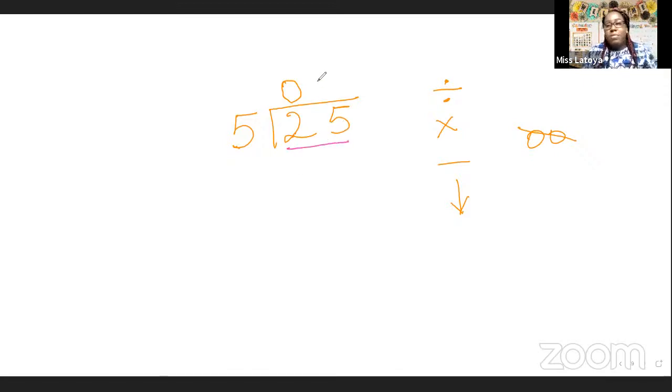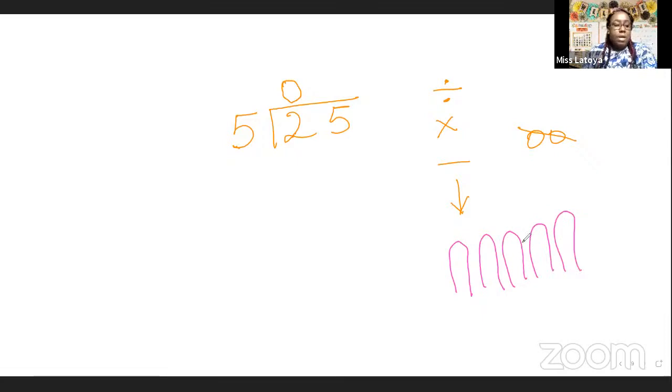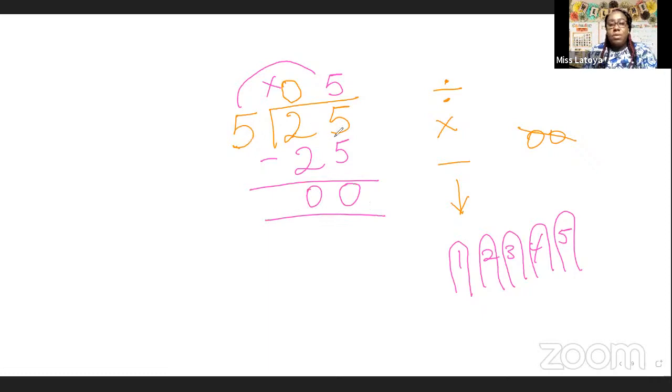How many times could 5 go into 25? We have to count in 5s until we get to 25. Let's do that using our fingers. 5, 10, 15, 20, 25. How many fingers do we have up? 1, 2, 3, 4, 5. The 5 goes on top, and now we multiply. 5 5s are 25. And now we subtract. 5 take away 5 is 0. 2 take away 2 is 0. So we have no remainders. So 5 can go into 25 5 times.